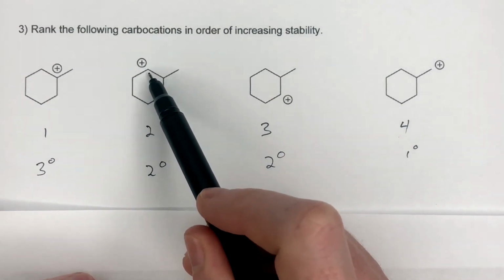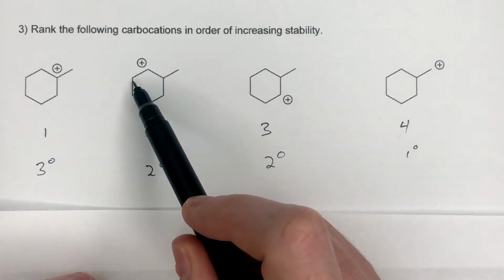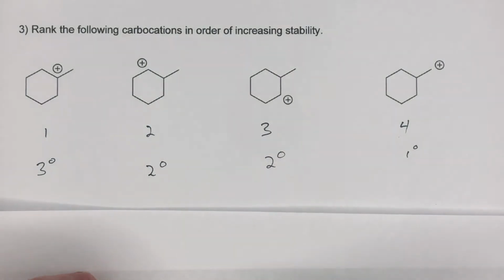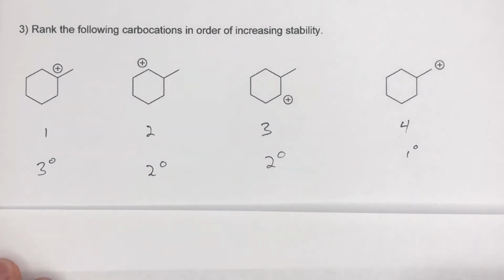So this carbocation here is bound to one carbon to the left and another carbon to the right. So that's 2 total carbons for a secondary carbocation.